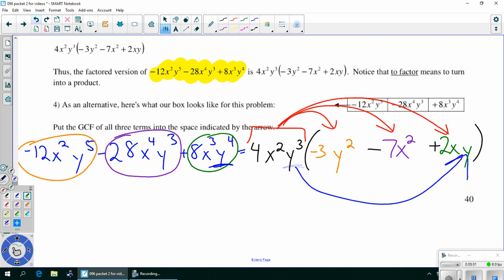And that's our answer. We've got our greatest common factor in the front, 4x squared y to the 3rd. And then we've written down what we need in the parentheses so that after we distribute the 4x squared y to the 3rd, we get back exactly the original. And again, I'll point out factor means turn into multiplication. The original form of this problem was addition and subtraction of 3 terms. Fundamentally now, our final answer is a multiplication. It is factored.